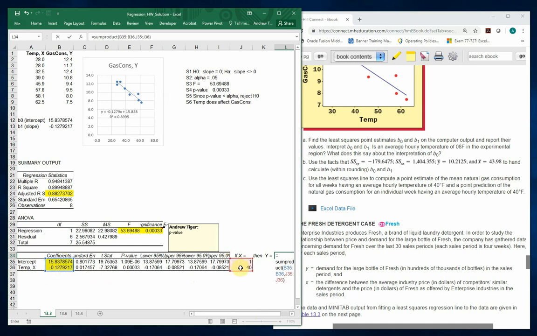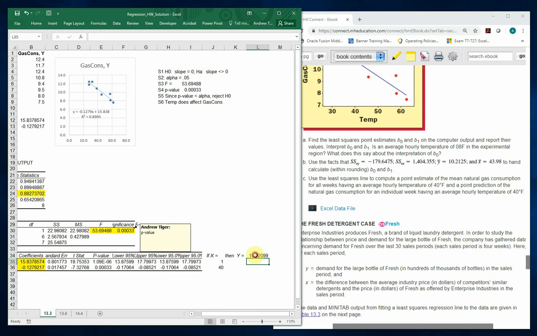You always put a 1 on the intercept and then whatever the input that they wanted, the 40. And so this would be the gas consumption. And again, we've solved for this before earlier on, but that's this.